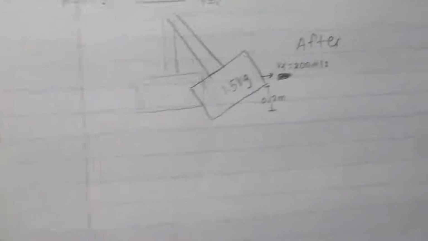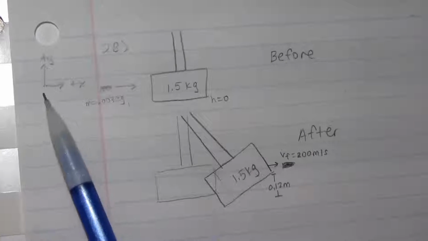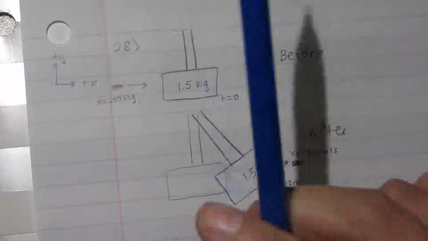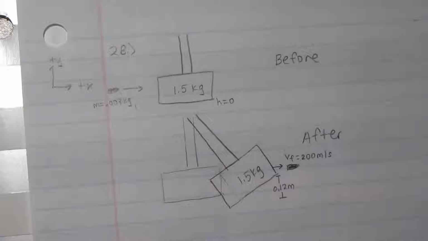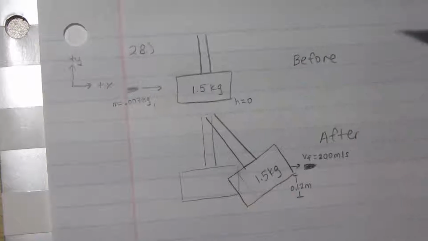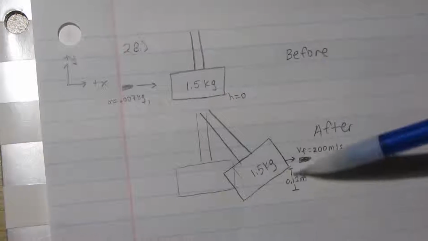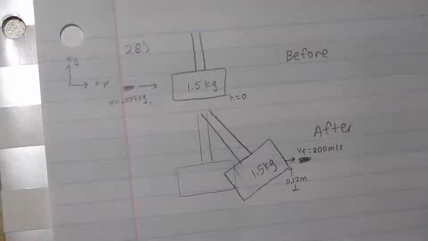So I have drawn my picture, my before and after picture. I have stated that my positive x direction is to the right and my positive y is up, and I want to find the initial speed of the bullet. Also, I have said that my height equals 0 is right here, and then this is 0.12 meters.